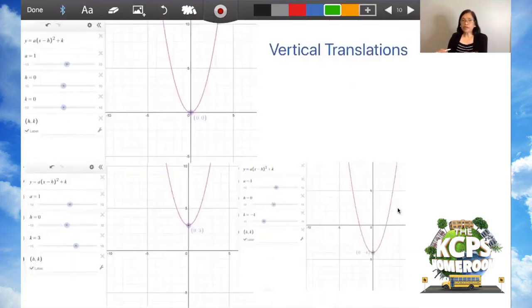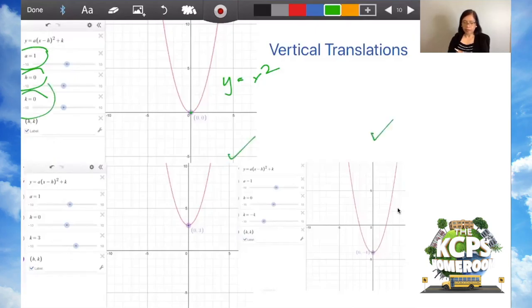Then when we talk about vertical translations, we're talking about the movement of the graph up or down. So if we have the parent graph y equals x squared, again our a is 1, and we put h at 0 and k at 0. We will compare these two graphs here. In the first graph, you have h 0, but we change the value of k. In this case, k is equal to 3. So from 0, 0, when you change the value of k to 3, the vertex now is at the point 0, 3.